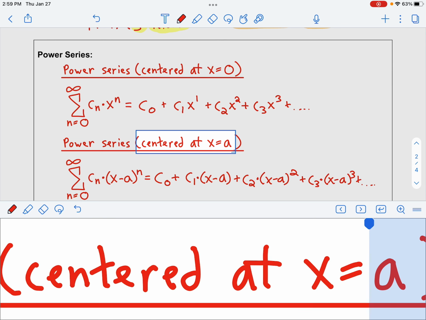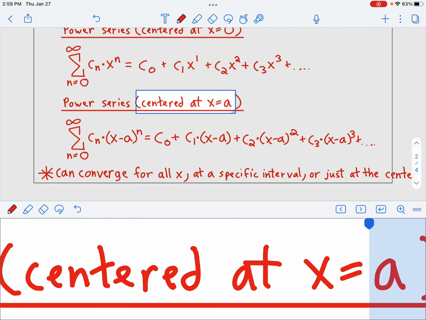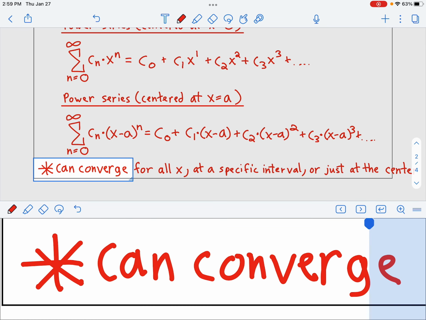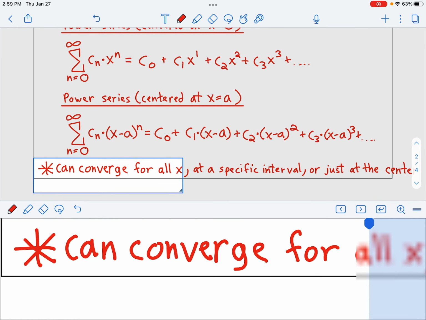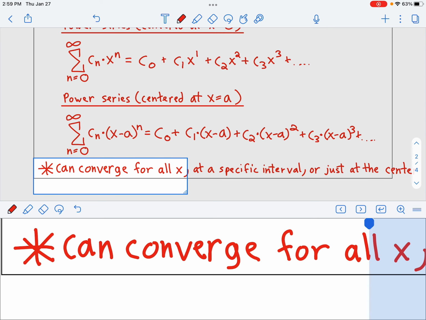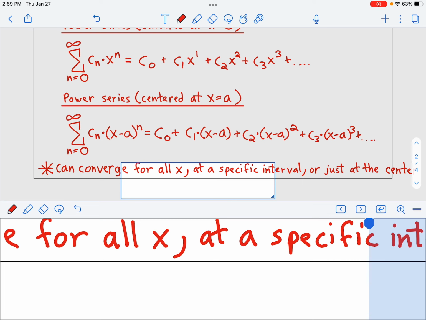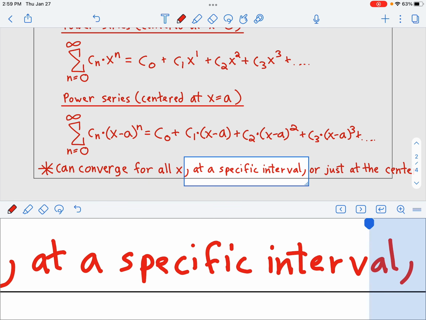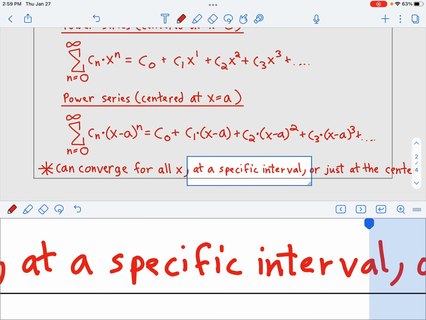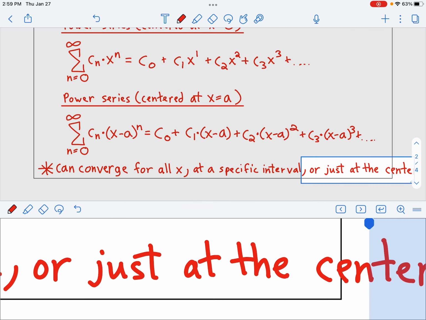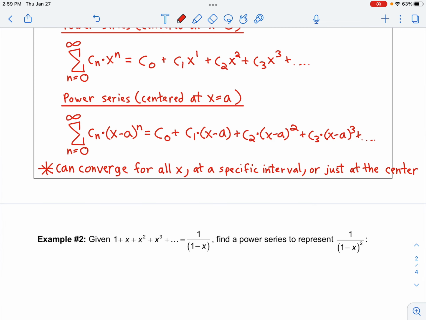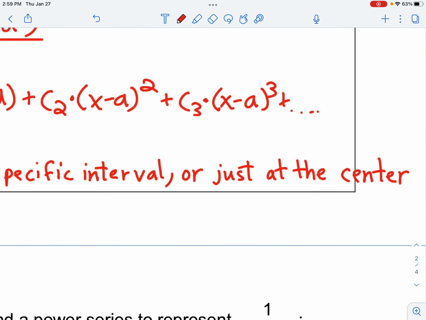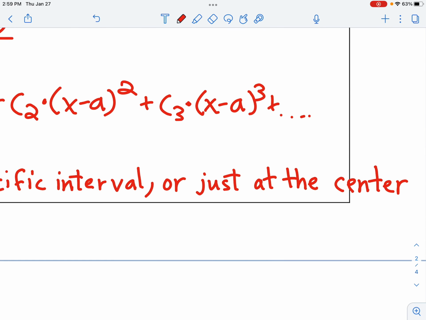Now let's talk about convergence. With these types of power series, it is possible to have convergence for all x values. However, some of the examples we have seen show that sometimes convergence is only possible on some specific interval. And then there are other cases where convergence is only possible at that center x value. So it all just depends on what you have.